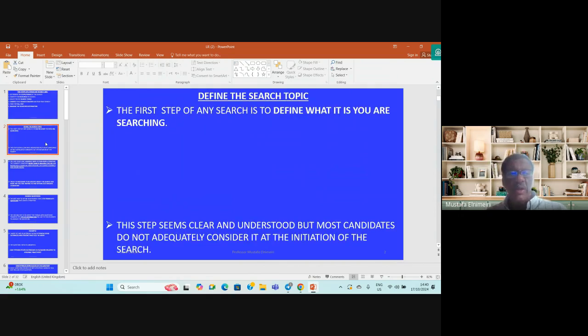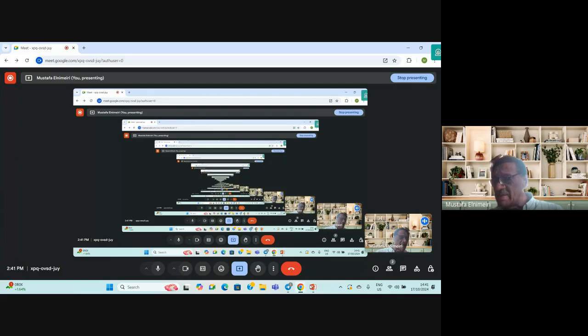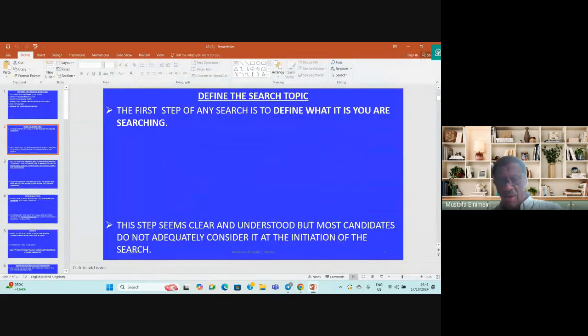Then we can talk about the first step, to define what you are trying to search for. This is very important and seems something that is clear, but most of the candidates do not adequately consider it as the initial step of the search. You have to be very specific about what you are searching for, what you are trying to find, which literature you are interested to find, which literature is relevant to your research topic.